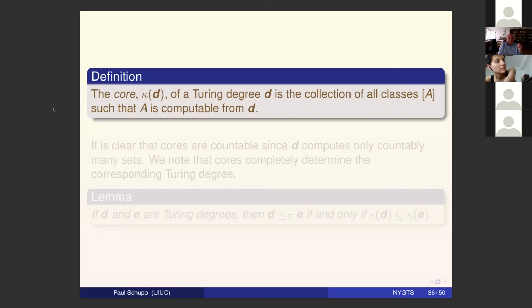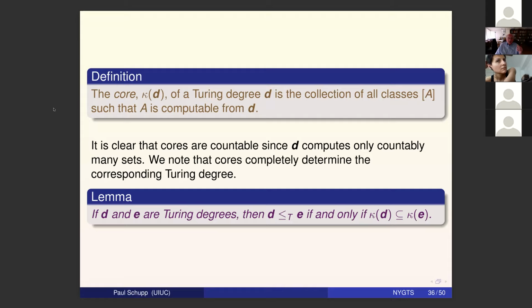Now it's clear that cores are countable since D computes only countably many sets, and just note that these completely determine the corresponding Turing degree. If D and E are degrees, then D is Turing less than or equal to E if and only if the core of D is contained in the core of E.